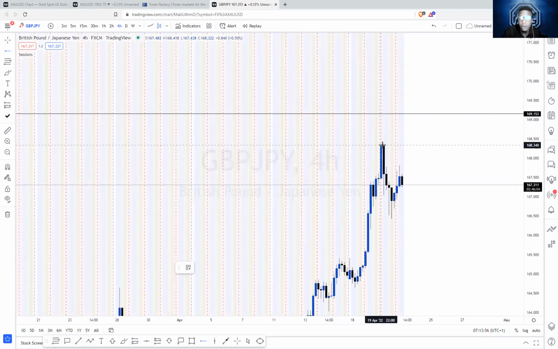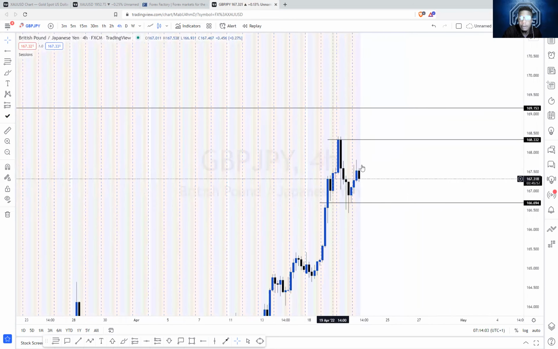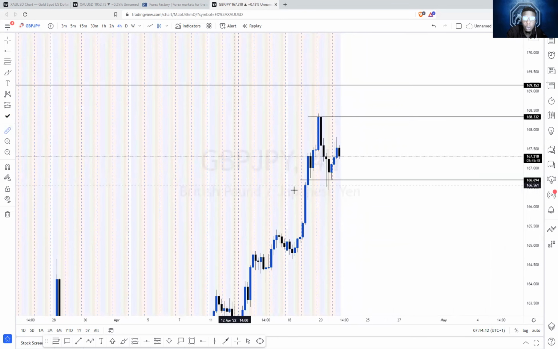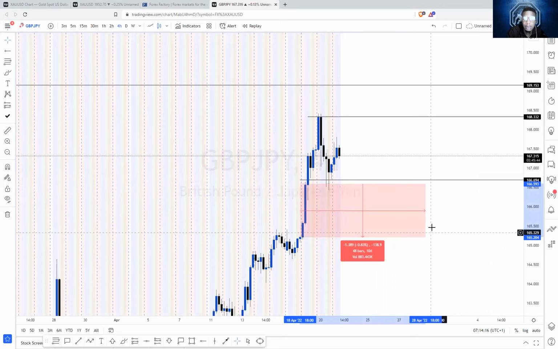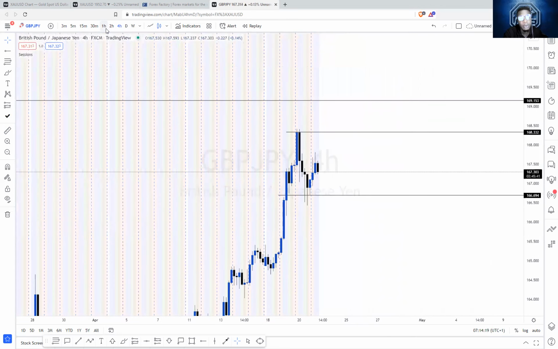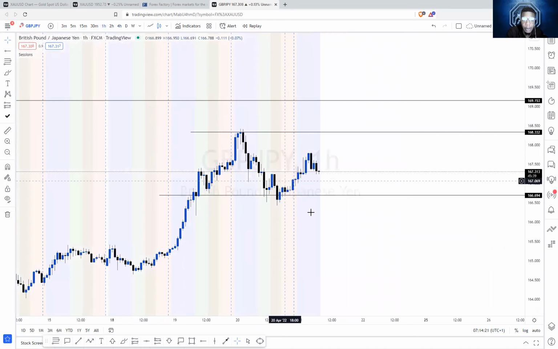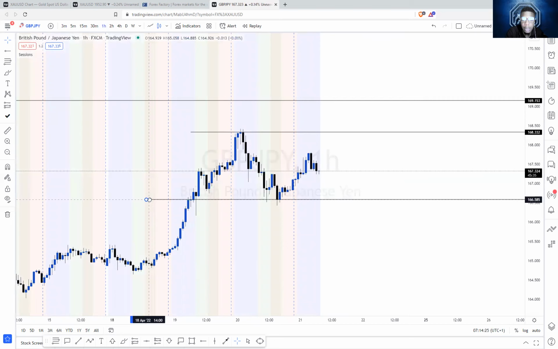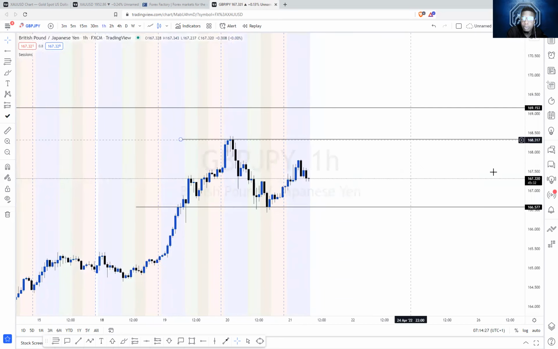Now we have a resistance above here, and we have a support down here. If I want to consider selling, I need price to break below here on the 4-hour time frame, because we have clean structure. Once price breaks below that structure, we have about a 130 pip range. Now let's go to the 1-hour time frame and mark up our zones, and let's see how we can execute these trades properly.